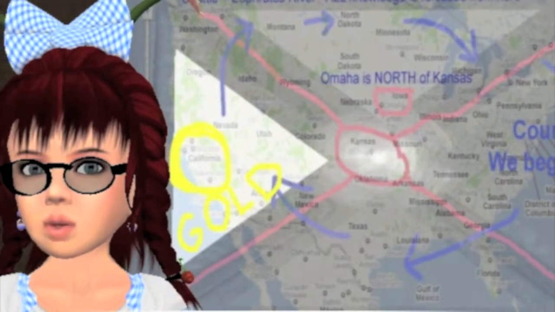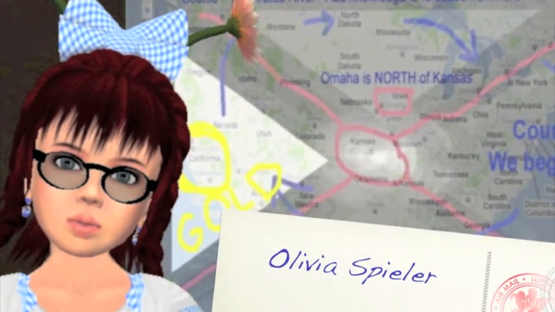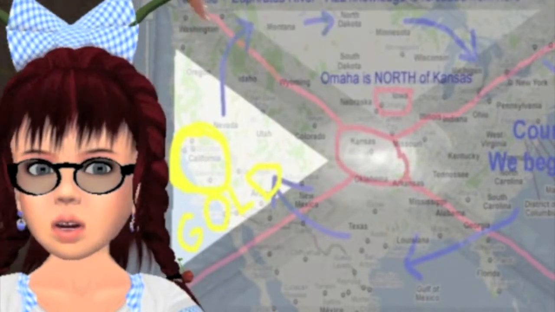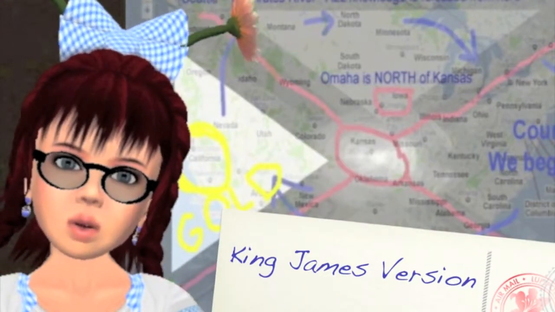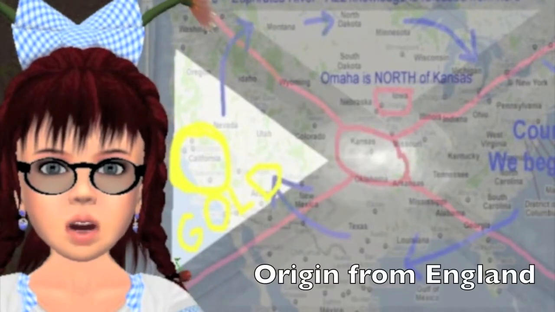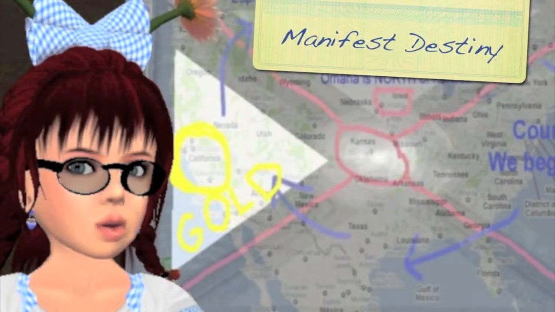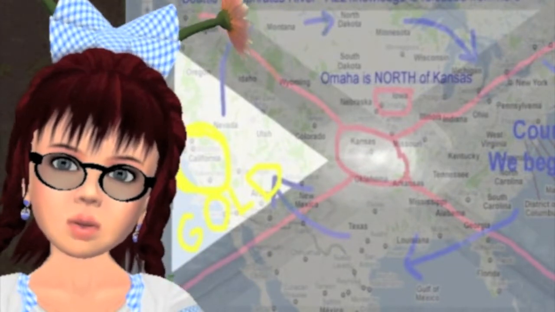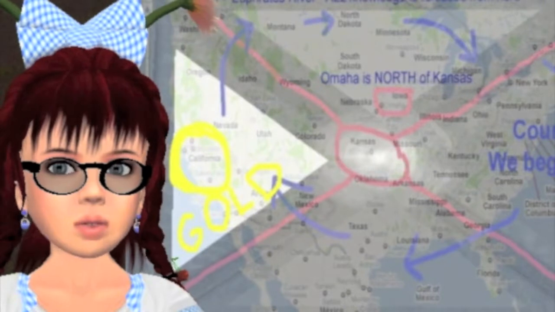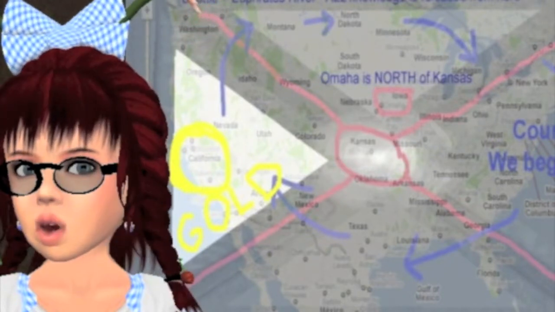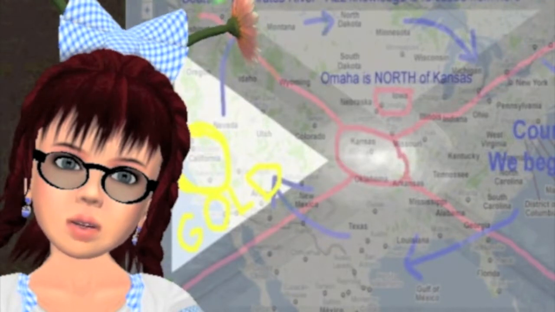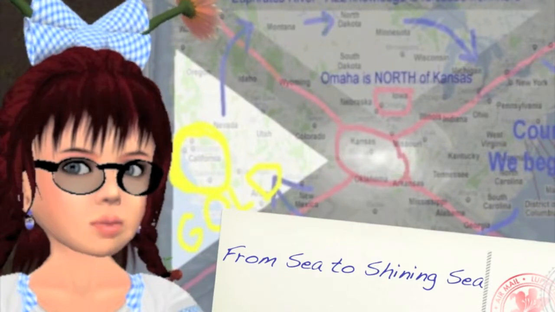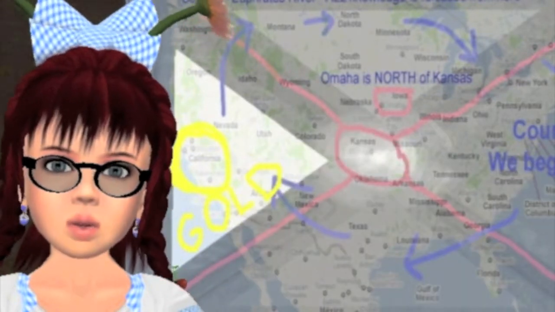Hi, my name is Olivia Spieler, and the USA was founded on the principles derived from the Freemasons in 1776. Their Bible was the King James Version, circa 1600. Manifest Destiny was the territorial expansion of the United States from 1812 to 1860. Manifest Destiny incorporated the belief that the United States was destined, even divinely ordained, to expand across the North American continent, from the Atlantic seaboard to the Pacific Ocean.